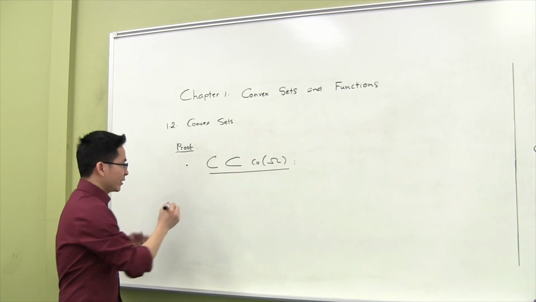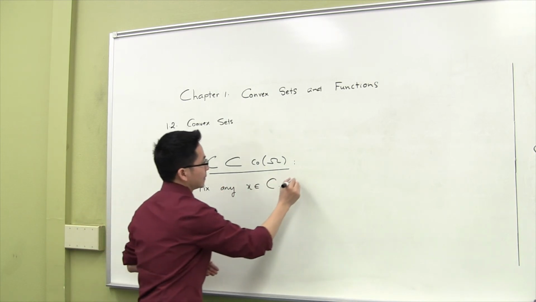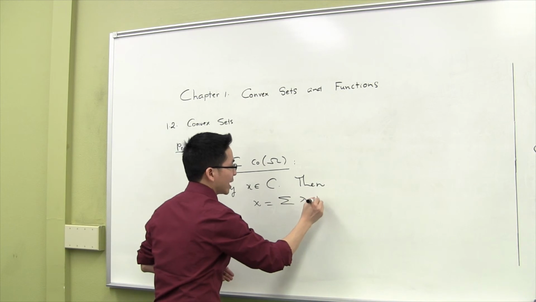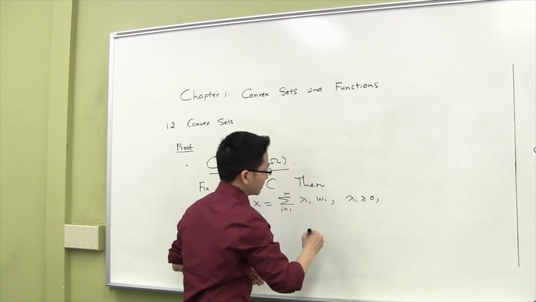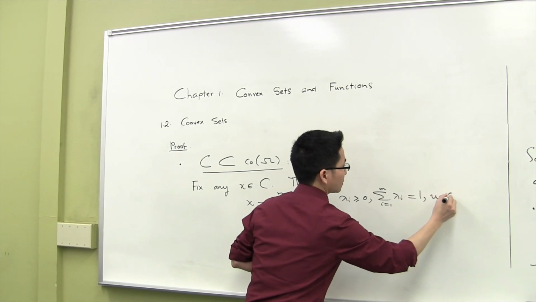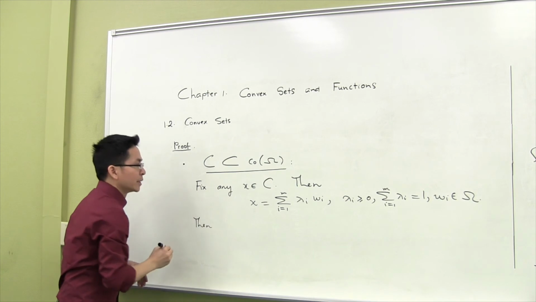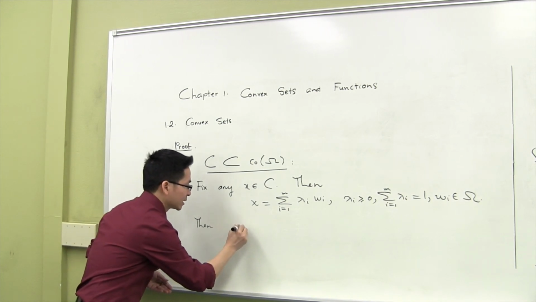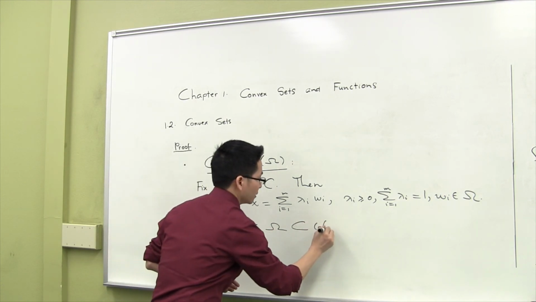Okay? So fix any x in C. Then, by the definition of C, x is a convex combination of elements of omega. Okay. Then, because the convex hull of omega always contains omega, we see that each w_i belongs to omega, so it also belongs to the convex hull of omega.